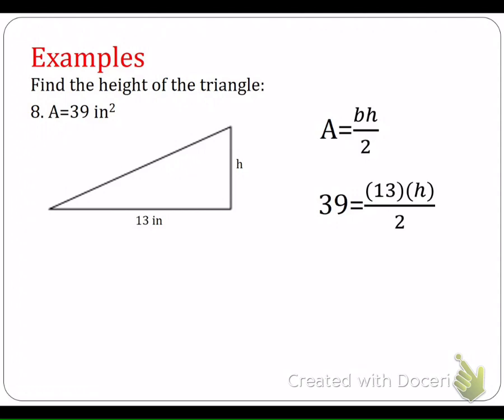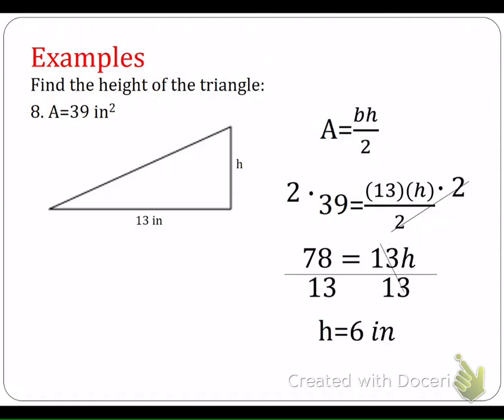Multiply. Yeah, I'm going to multiply. This one, I would definitely just handle the 2 because I don't want to work with decimals if I don't have to. Multiply both sides by 2. Get rid of that 2. So I get 78 equals 13H. Then what? Divide by 13, and H does, in fact, equal 6. Inches. No squared. This is just a length. The area was squared.